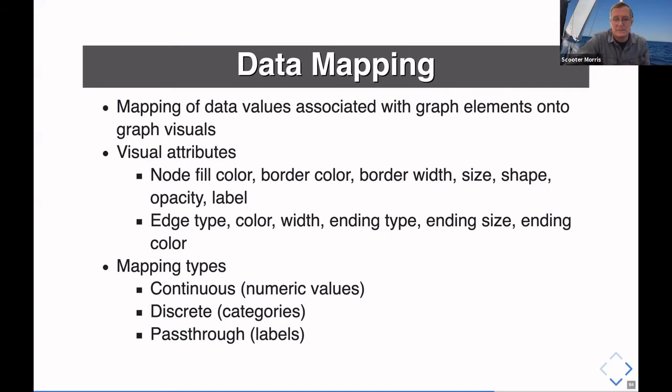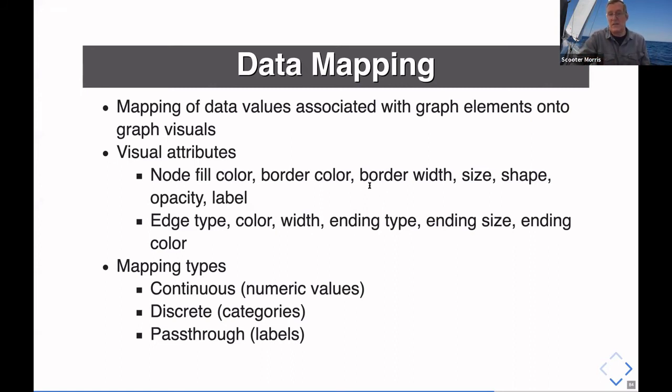I can also use discrete mapping. So I can say, if this is RNA, I want the node to be this color. If this is a protein, I want the shape to be this. If this is a kinase, I want the shape to be this. I can use any categorical data and map that discretely to shape, size, to basically any of these things up here.